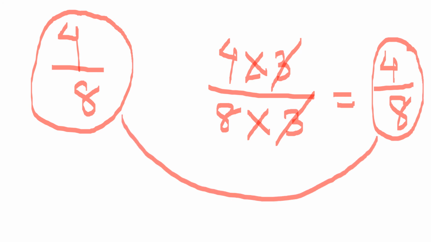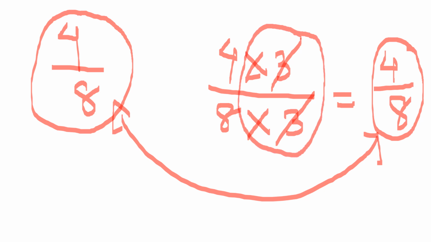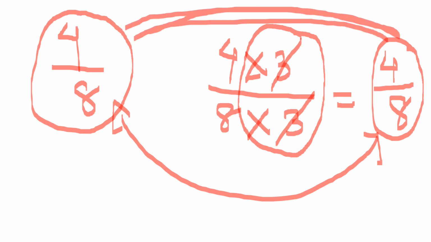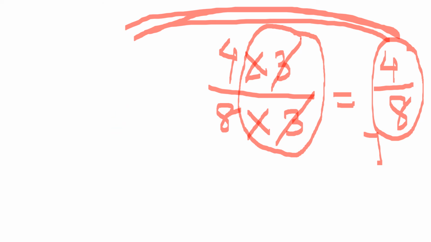So whenever you multiply the same number in the numerator and the denominator of a fraction, the fraction does not change. It remains the same itself. Okay, so that is what you have to keep in mind. Now keeping this in mind, let's understand what equivalent fractions are.